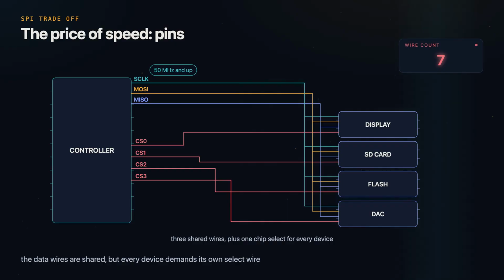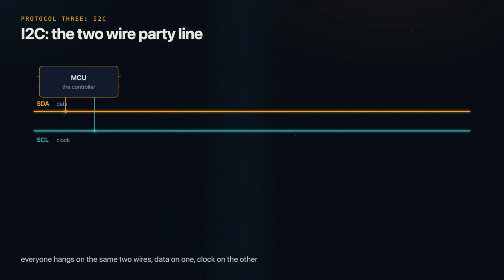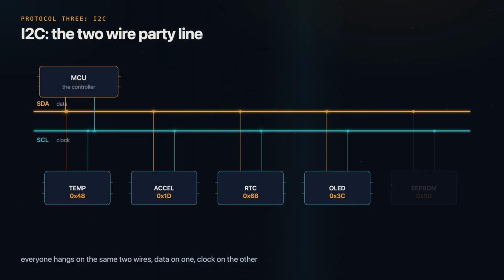1 display, one card, one flash chip, one converter, and you are already at 7 wires. Pins are precious. This is the SPI tax. Protocol 3, I2C, is built to fix exactly that.